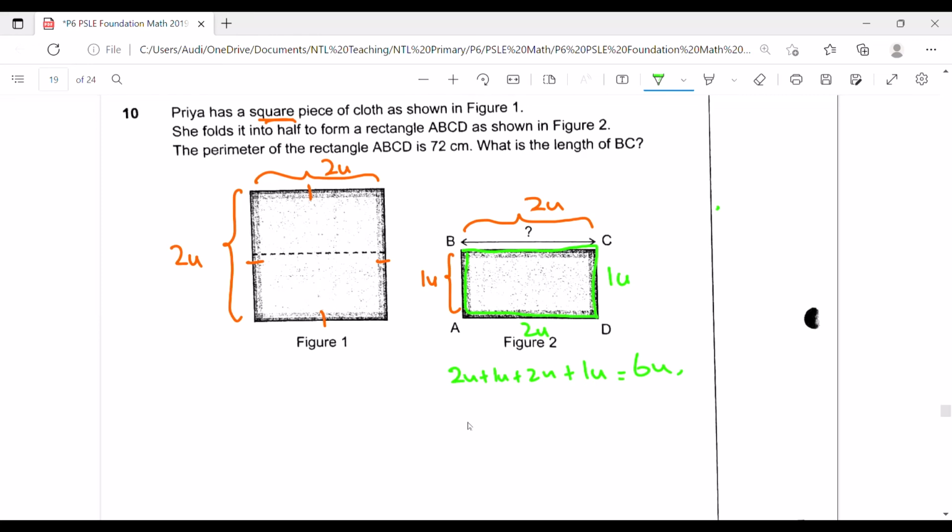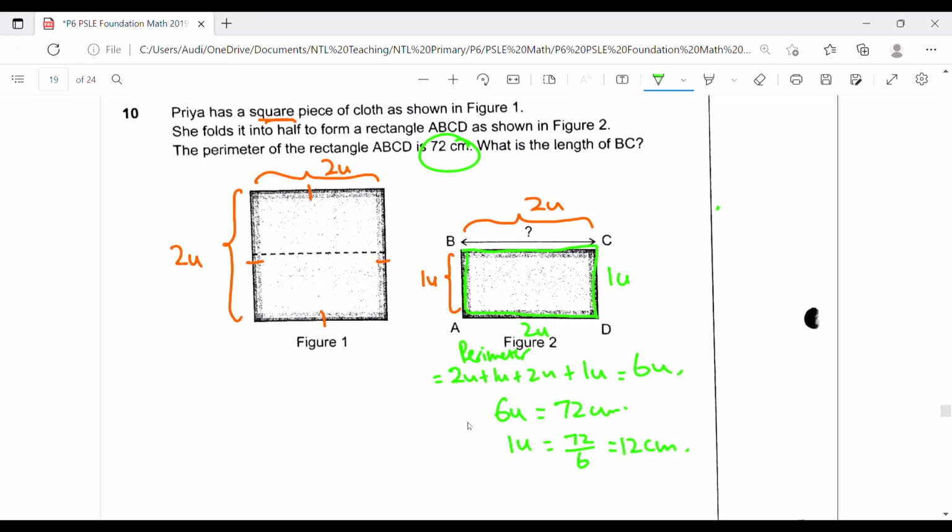Okay, but we know that the perimeter is 72 cm, so 6 units. Wait, let me write it. This is actually your perimeter. And the perimeter, according to the question, is 72 cm. So 6 units is equal to 72 cm. So 1 unit must be 72 divided by 6. And 72 divided by 6 is 12 cm.